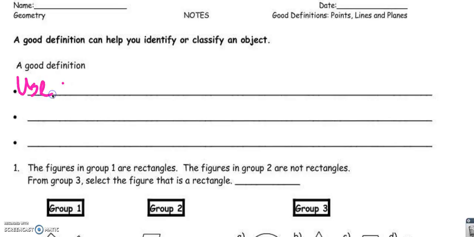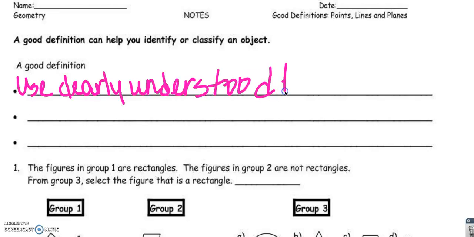Use clearly understood terms. These terms should be common, that we use all the time, or maybe previously defined that we've already used throughout the year. You want to make sure that the words you use in the definition are words that people are going to know what they mean.